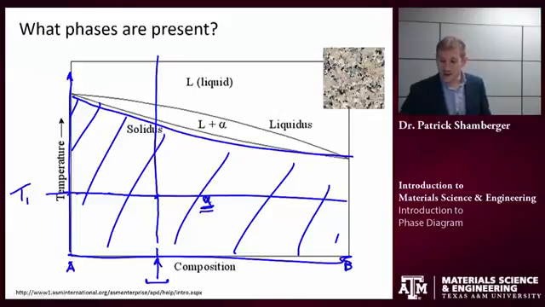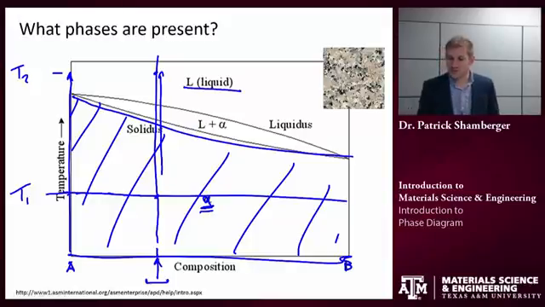What about if I heat it up? If I heat it up enough, so I'm way up here, let's call this T2, I'm in a different region. This is the liquid region. So again, there's only one phase present, and that phase is liquid. So I've heated up enough, the whole system is melted.